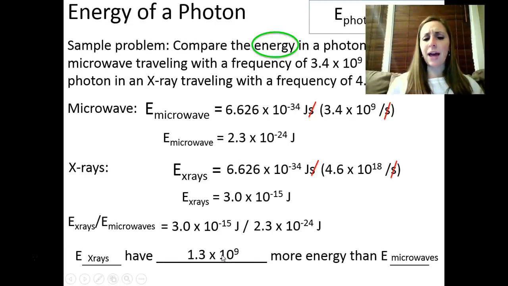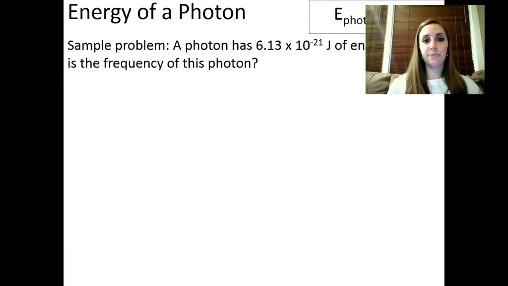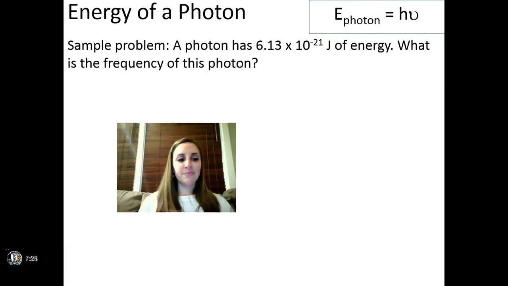So let's just talk about that. 1.3 times 10 to the 9th. So one little itty bitty photon, that little packet of energy, has 1,300,000,000 times more energy than the energy of a microwave. That's a lot more energy. All right, let's do another one.